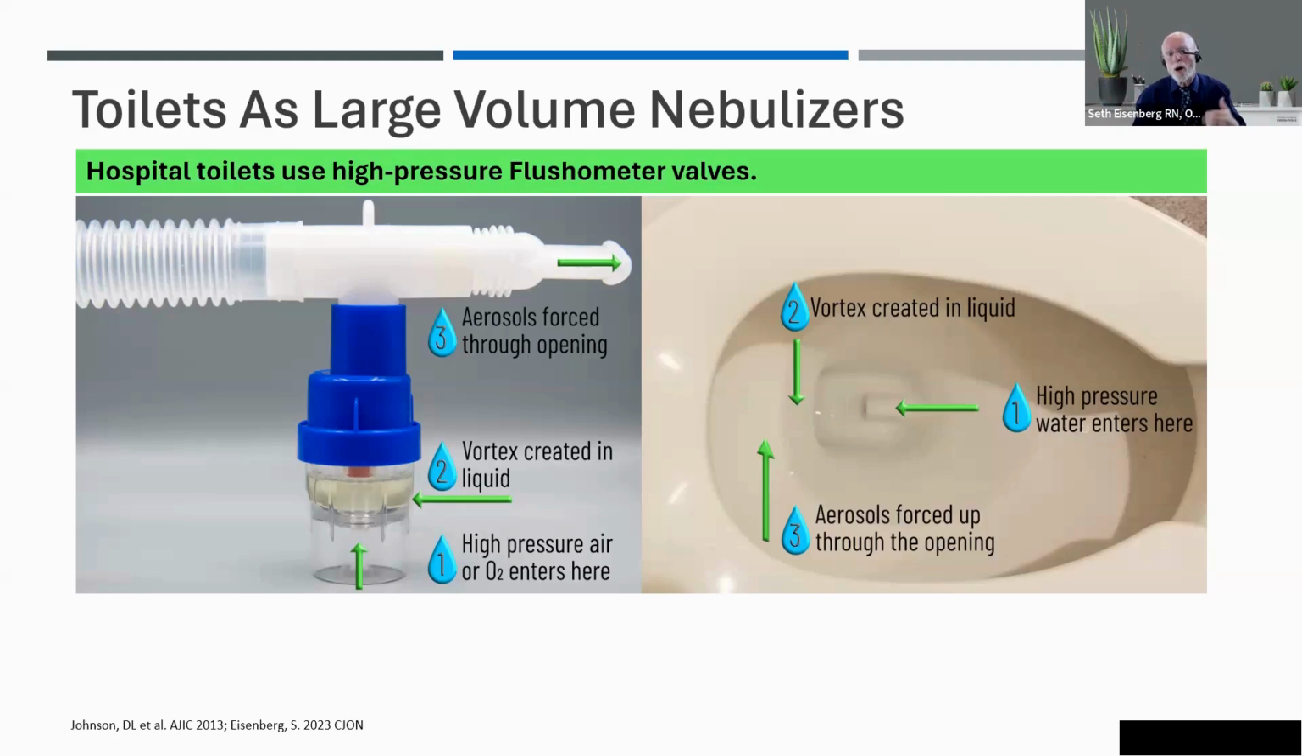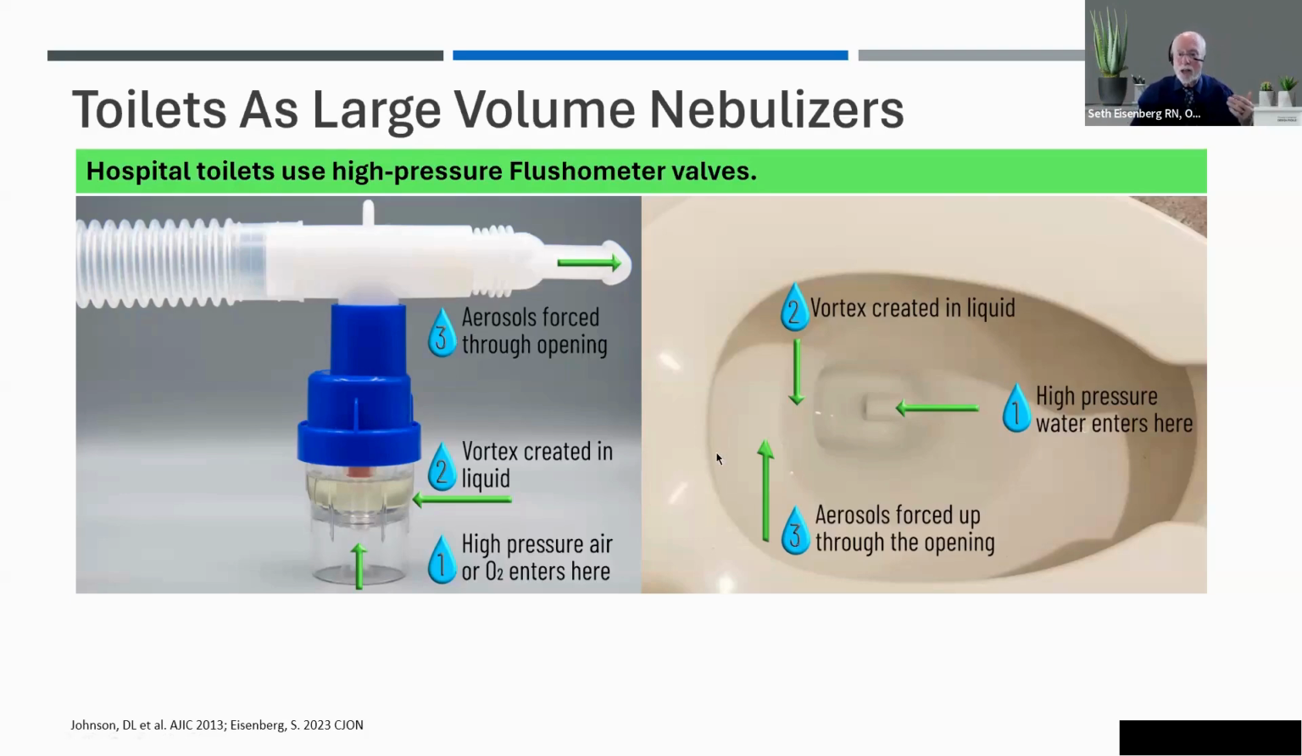The picture on the right shows you a toilet and how it behaves just like a non-therapeutic nebulizer. We have high pressure water that enters the bottom of the bowl. It creates a vortex in the liquid, and then the aerosols are forced up through the opening, not different than the mouthpiece on the real nebulizer. So that's, in essence, a simplified version of how those plumes, we saw that picture of John Cremoldi out of Colorado with the lasers shown on the toilet, come out. This is the mechanism of how those are launched.